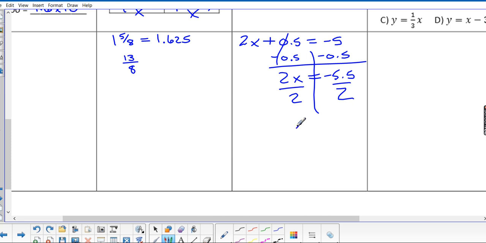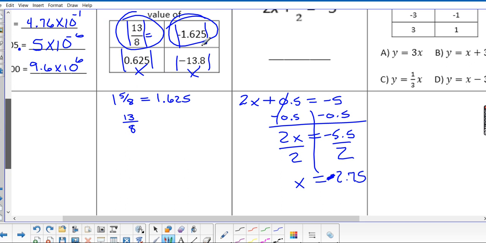So when I divide those by 2, what do I end up getting here? My calculator, it's a negative number. I think it's 2.75. Yep, negative 2.75. Okay. X equals negative 2.75.